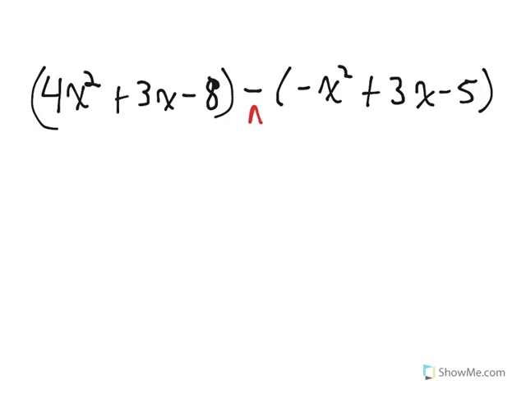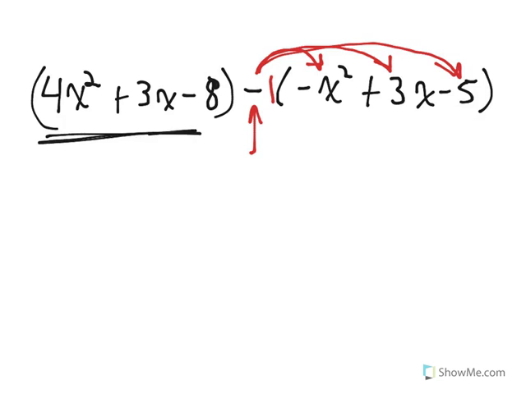When you are subtracting polynomials, you cannot simply drop the parentheses. You must first distribute that negative sign throughout every single term in the parentheses that follow. That is the same as multiplying by negative 1. And then drop your parentheses. So the first polynomial has no sign on the outside, meaning it's positive. So on that one, we drop our parentheses and rewrite the polynomial.